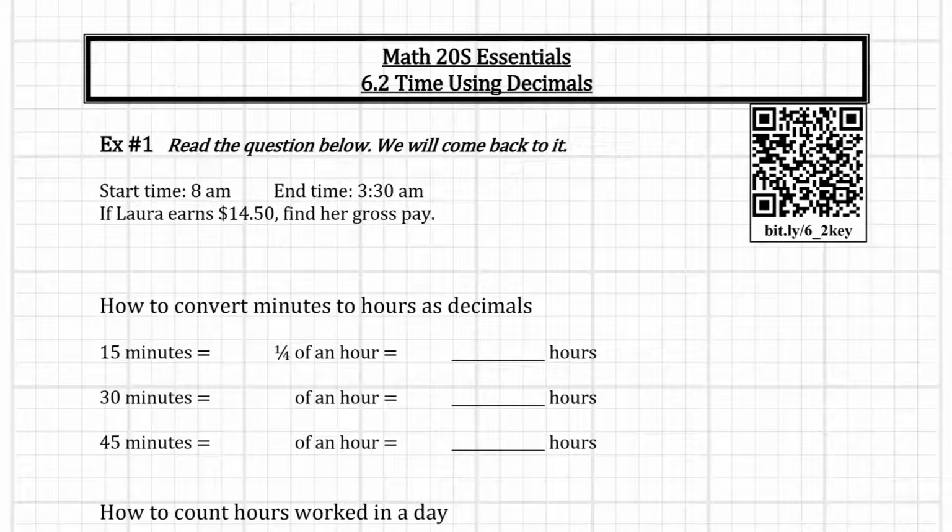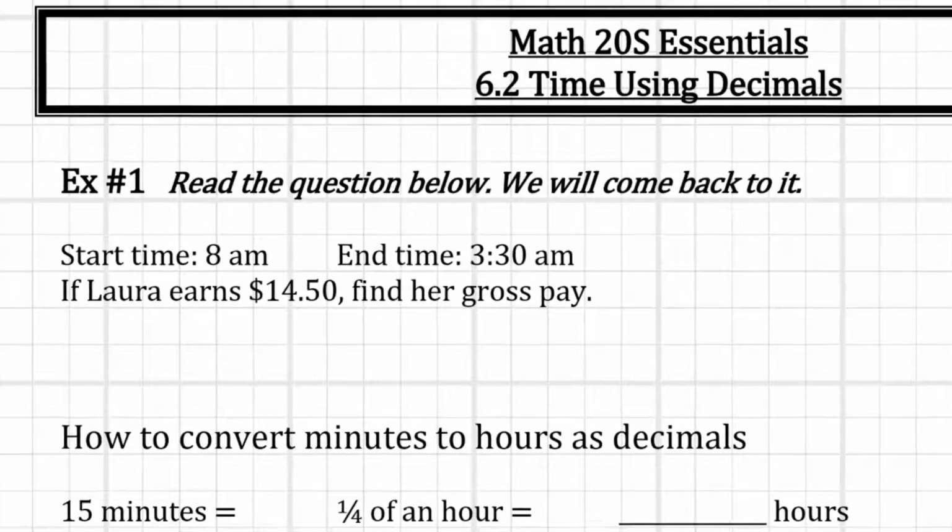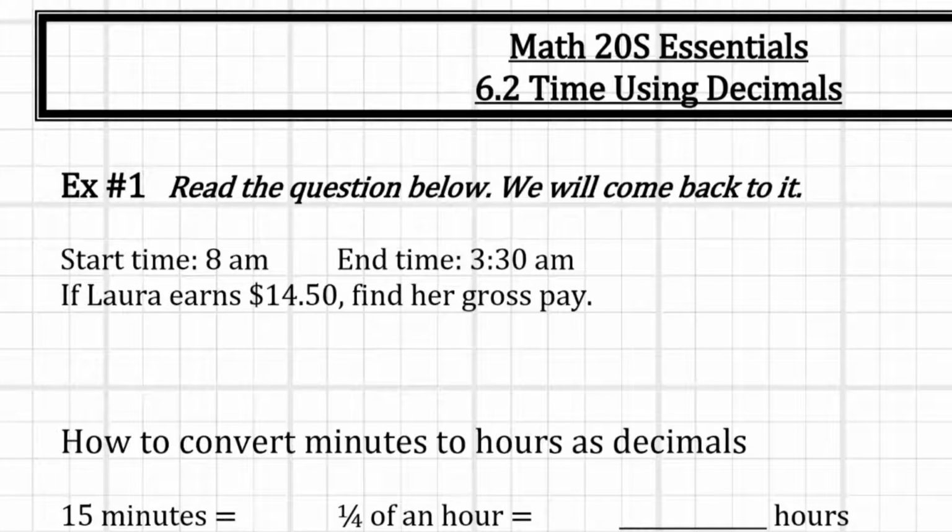Welcome to 6.2. This is about time using decimals. So for the first example, it says if there's a start time of 8 a.m. and an end time, now it says 3:30 a.m., but I'm pretty sure that this should be 3:30 p.m. because if you're working a job, you don't want to be working from 8 a.m. till 3:30 a.m. So I think that's 3:30 p.m., 3:30 in the afternoon.